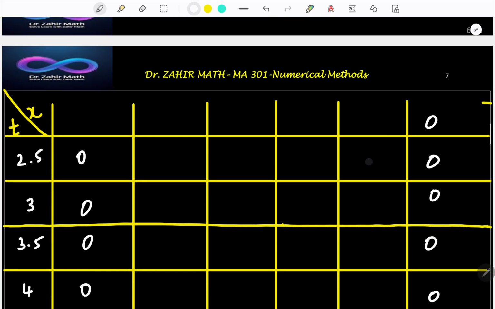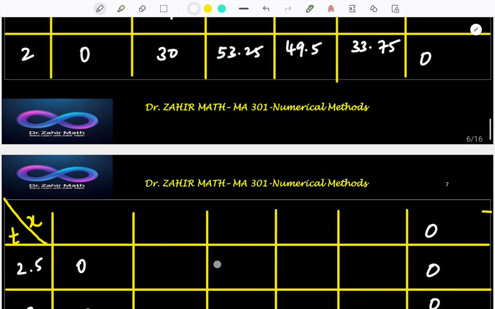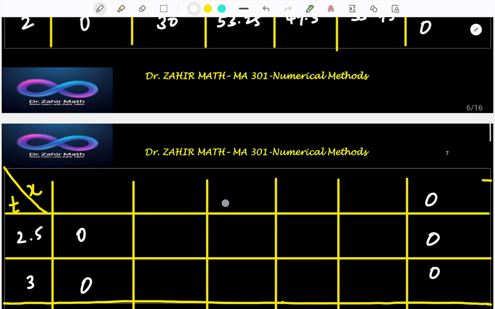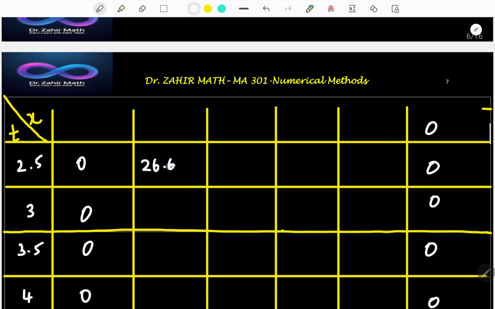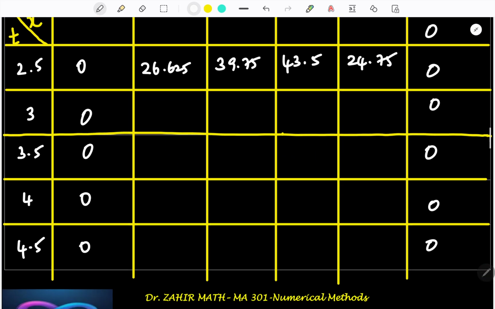Next, I have to go to 2.5. Let me need this value. 0, 53.25, it is 26 something. So 26.625, 39.75, 43.5, 24.75. Next, this value and then this value, divide by 2.